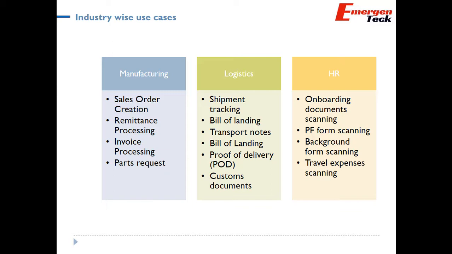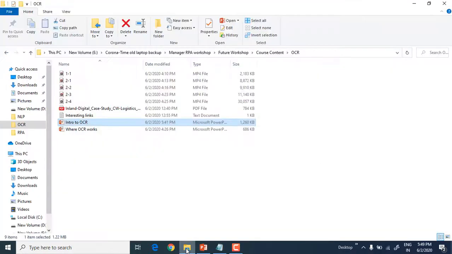So these are the typical industry-wide use cases. There could be many more, but I have just captured them from 6 very popular industries. You can document and make note of them. So let's quickly understand from the video how purchase order automation can happen. Let me open the video.